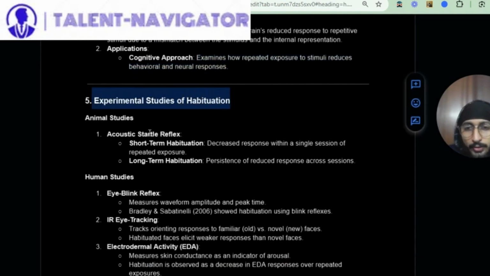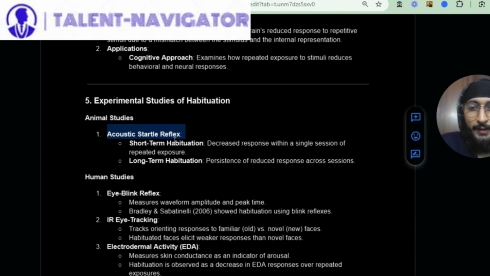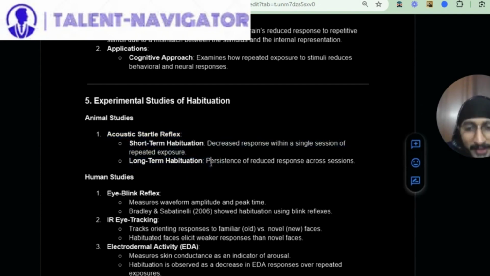Now, experimental studies of habituation. Firstly, we'll be discussing animals. Acoustic startle reflex: short-term habituation, a decreased response within a single session of repeated exposure, and long-term habituation, persistence of reduced response across sessions. Now, human studies.